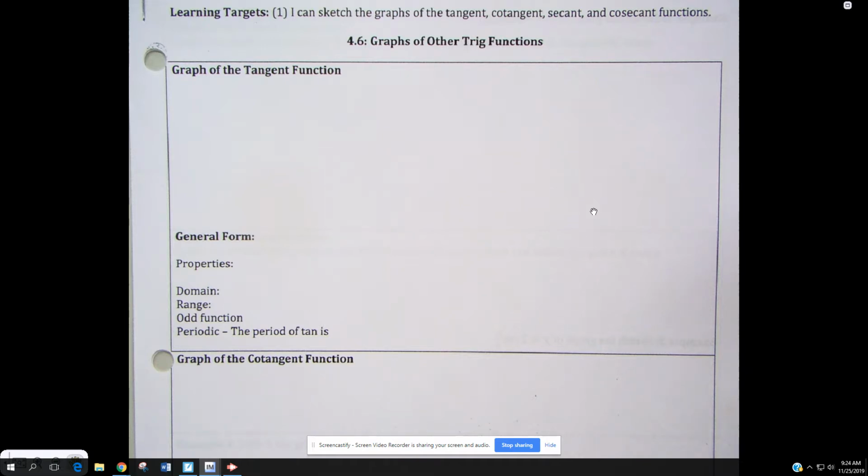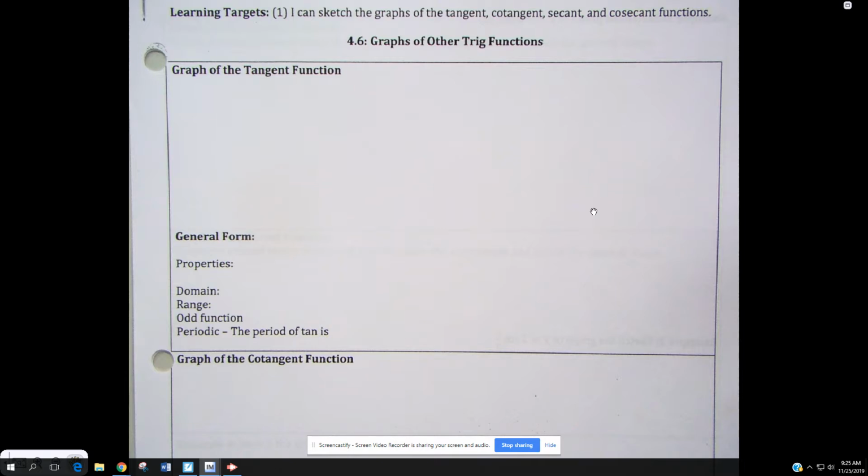I am away at an AP Calculus conference, but the good news is that most of today's work is review. So the sub should have given you this packet that's titled 4.6 Graphs of Other Trig Functions. For today's notes, we're just going to focus on the tangent and the cotangent, and when I get back tomorrow, we will finish this packet and we will add in the pieces about graphing secant and cosecant.